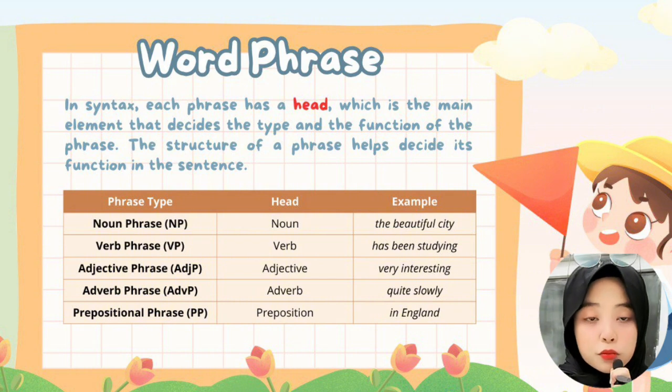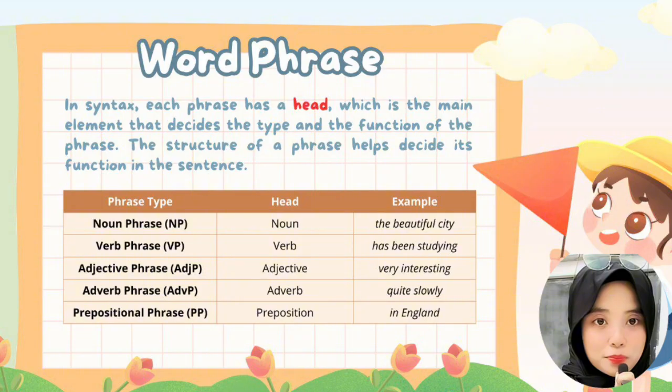The next list is verb phrase. It can consist of VP. So, of course, the head of verb phrase is verb. For example, has been studying.